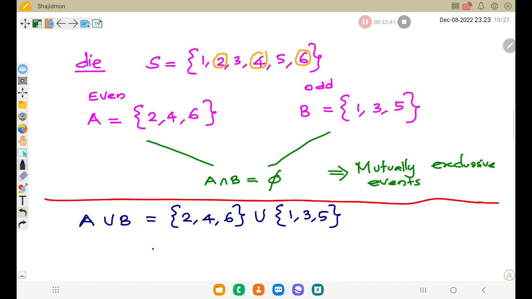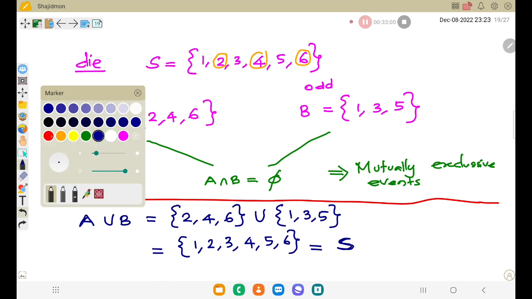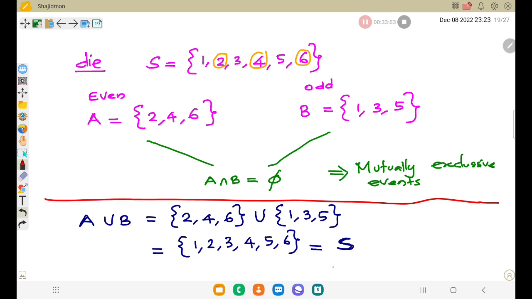Now just calculate the union of these two. Take all the numbers together, that is the meaning of union, correct? So what are the numbers in the union? 1 is there, 2 is there, 3 is there, 4 is there, 5 is there, 6 is there. Is it the same as the sample space? Yes, it is the same as the sample space. So when we take the union of two sets and get the sample space, then we say these two events A and B are exhaustive events. So A and B are exhaustive events here because the union is the sample space.